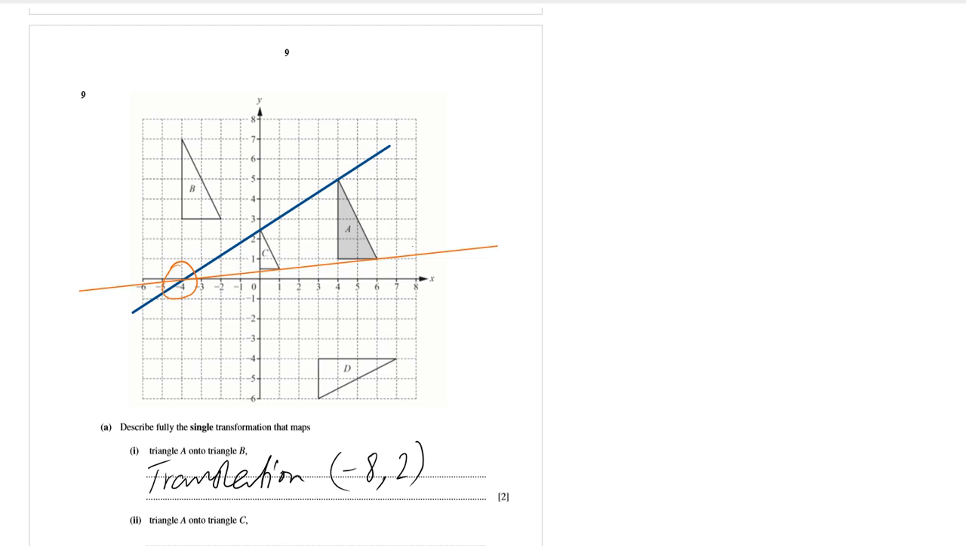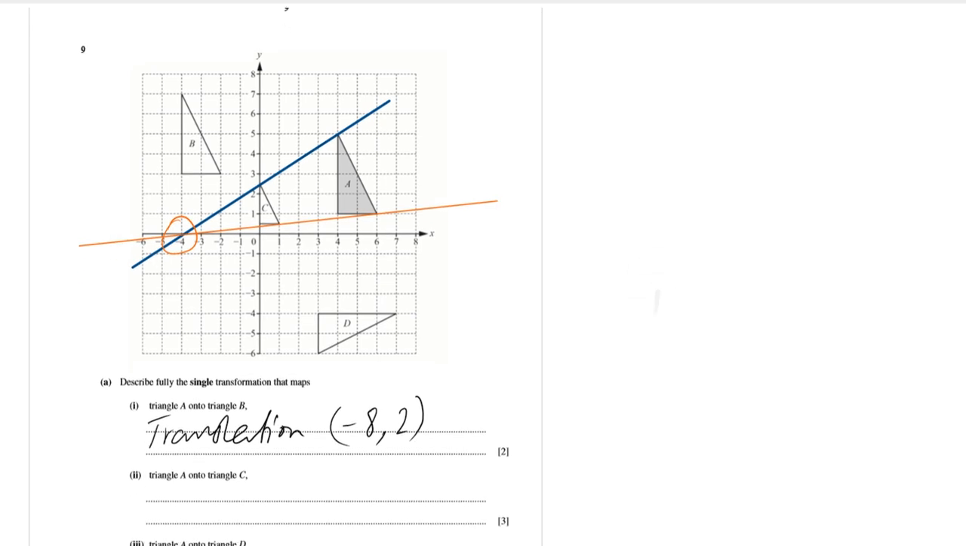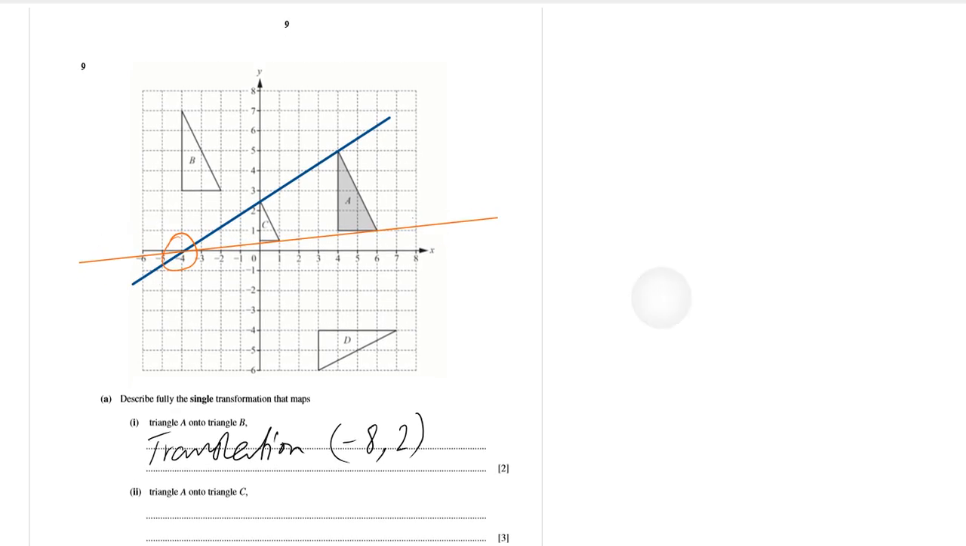And what about the scale factor? Let's consider the base of the triangle, two boxes, one box. So A onto C, it's getting half. 1 over 2. As your scale factor is image over object, your object was 2, the base of the triangle, and 1.